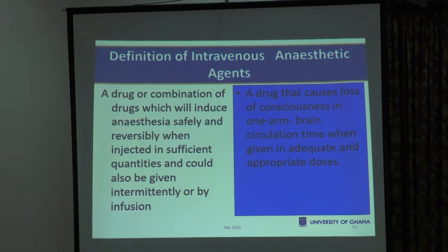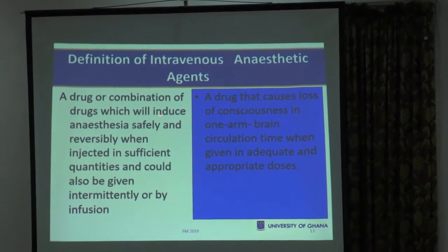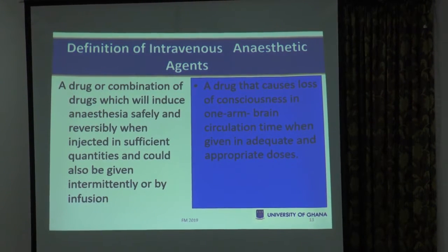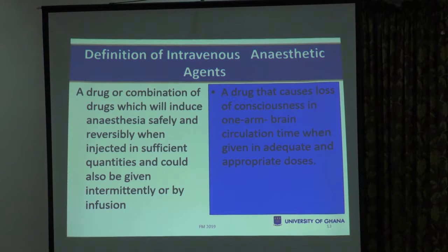Now, I wanted to give you a few definitions so that you actually understand. Our main topic today is intravenous anesthetic agents, which, when given in adequate quantities, will induce anesthesia safely and reversibly. If it's not reversible, then the patient, okay, it has to be what? Reversible. And what it means is that you should give it in sufficient quantities, and it can be given either intermittently or by drug infusion. And as I said, a drug or what? Combination of drugs.